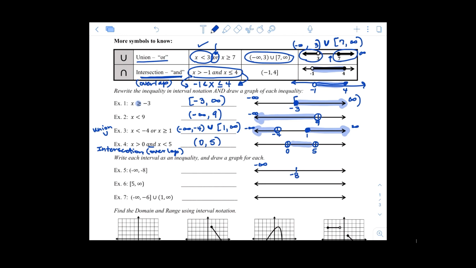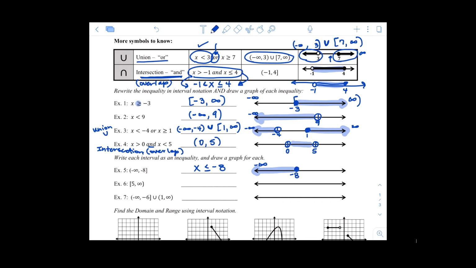I have a bracket on the negative 8, so it's going to be closed. And I see that I have an interval from negative infinity to negative 8. So this portion of the graph is what's going to be shaded. Now, that would be everything to the left of negative 8. So X would be less than or equal to negative 8 because I have a closed circle, because I had a bracket, meaning I'm including the negative 8.